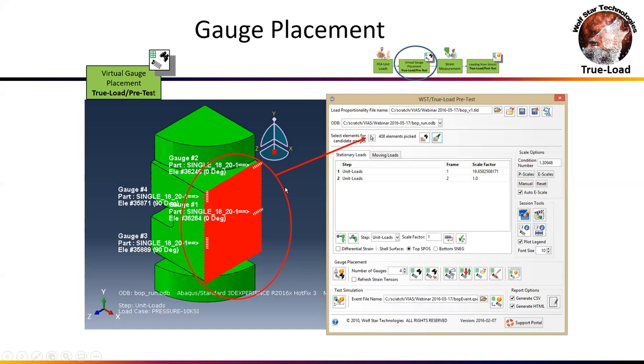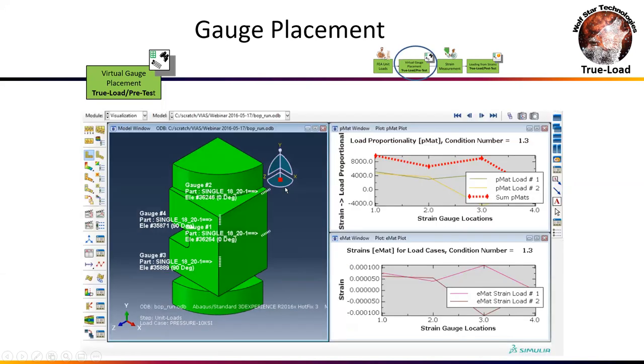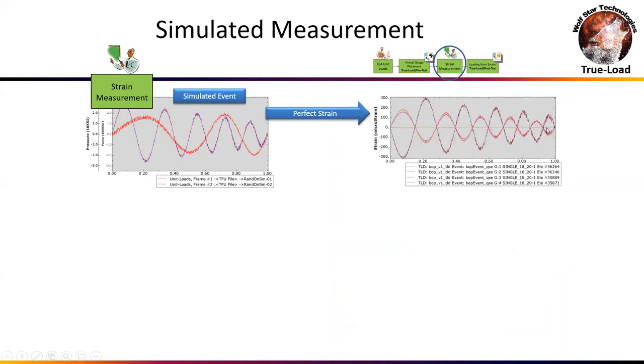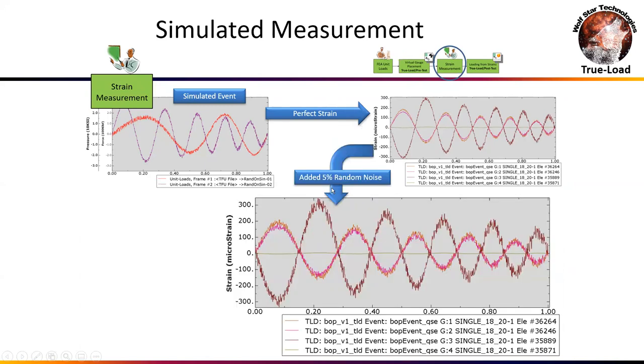Once we got those strain gauge placements, we can take a look at the condition number on the matrices and things. And these are just normal plots. Then what we did is we set up a simulated event. This is kind of a textbook event here. We set up a simulated event on the structure that generated simulated strains on our gauges. And then we took those simulated strains and put some random noise on top of them, just to see what noise in our data would do to the answers.